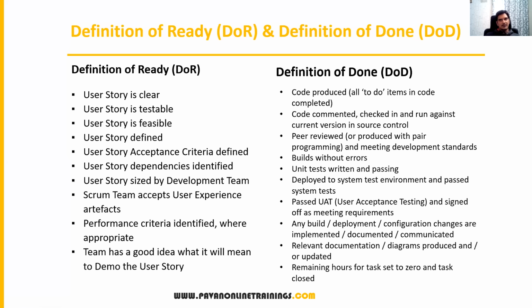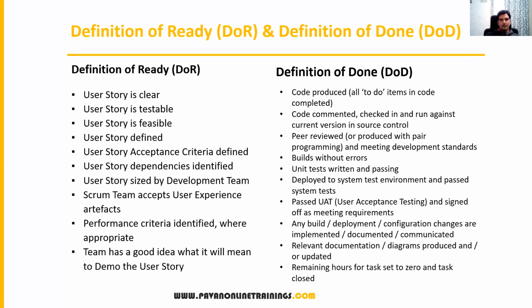If anything is missing, suppose a story is created but it is not clear, not understandable by the tester or developer, and some information is lacking in the story, then it is not ready. Until we get that information, we have to wait. If it is ready, we start our task, complete it, and finally say it is done once these parameters are satisfied. That is called definition of ready and definition of done. These are important things we need to understand in agile and scrum processes.